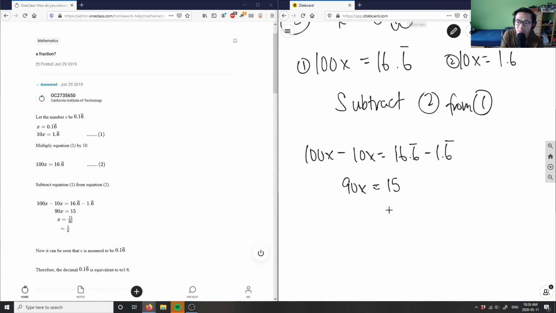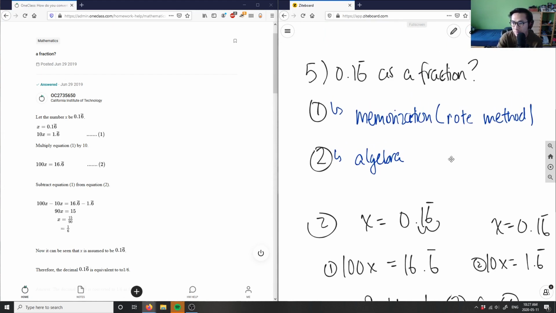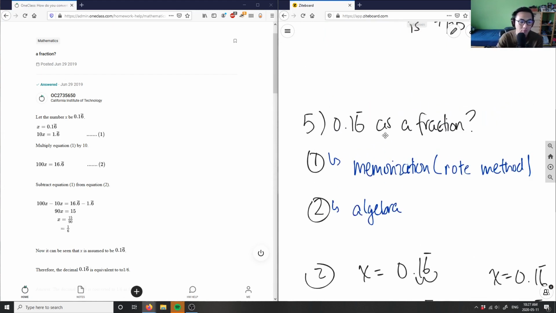Then I simply divide both sides by 90, so x equals 15 over 90. If you reduce this to lowest terms, I can divide the numerator and denominator by 5. Actually, I think they both divide by 15. Dividing both by 15, I get 1 over 6. And this is my fraction. So 1 over 6 is indeed my fraction for this problem. 0.16 bar equals 1 over 6.